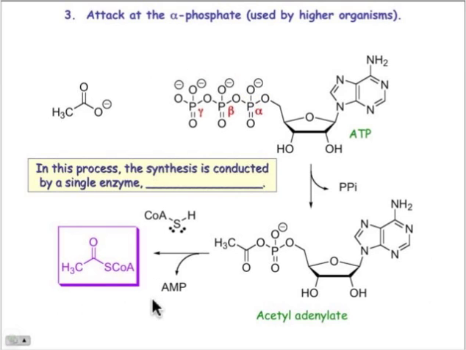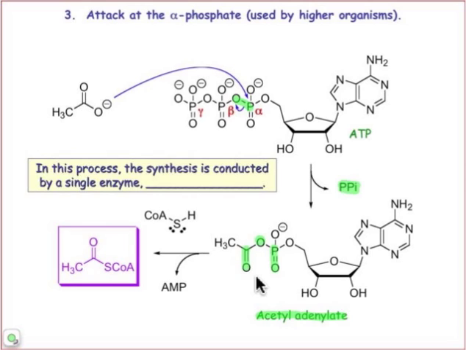The third way involves the attack at the alpha position, and it's the breaking of the bond that I'm highlighting here between this phosphorus at the alpha phosphorus and this oxygen atom on the side away from the adenosine unit. So the result is pyrophosphate and what's known as acetyl adenylate. The adenylate unit is connected through this mixed anhydride, the mixed anhydride of carbonyl and phosphorus oxygen double bond, linked through oxygen. That's the structure of acetyl adenylate, and so this entire unit becomes a very good leaving group.